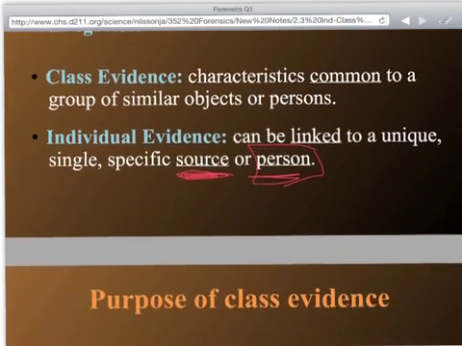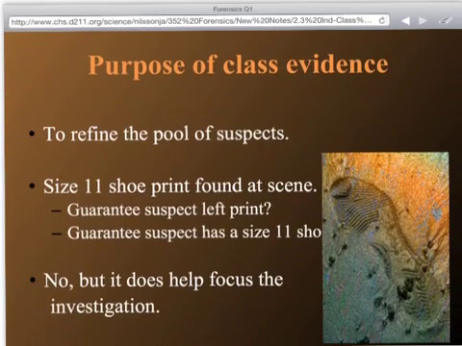Individual versus class. So, why even consider class evidence? Why would class evidence be anything that you as a forensic investigator would even consider? Because if it doesn't narrow it down to a specific person, what good is it? Well, what it does is it refines our pool of suspects.